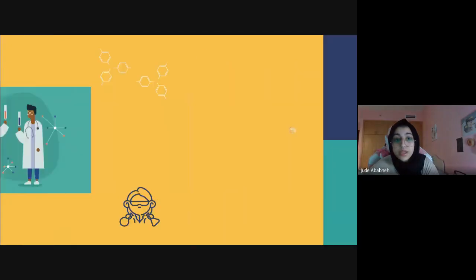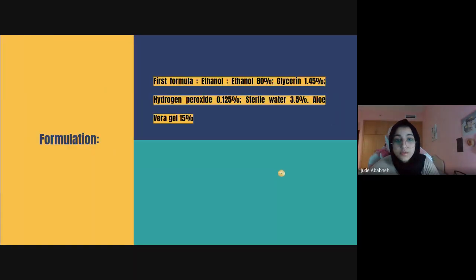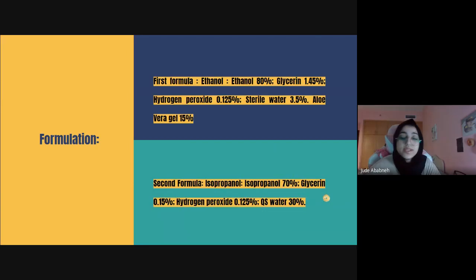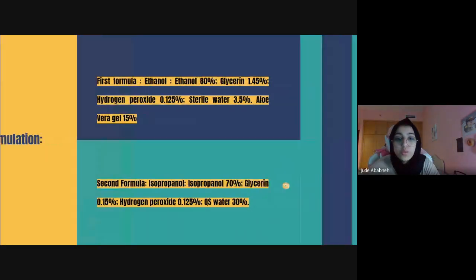So in the next step, which is formulation, we have 2 formulas. The first formula has 80% ethanol, 1.45% glycerin, 0.125% hydrogen peroxide, 3.5% sterile water, and 15% aloe vera gel. The second formula has 70% isopropanol, 0.15% glycerin, 0.125% hydrogen peroxide, and 30% of QS water.